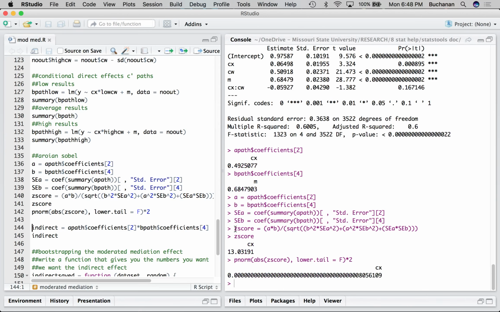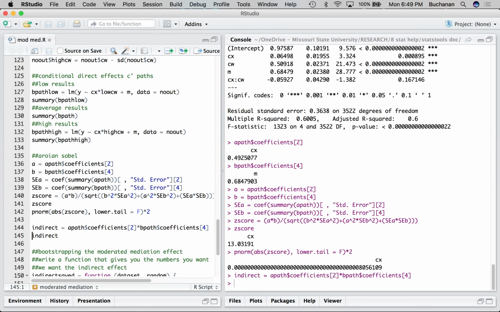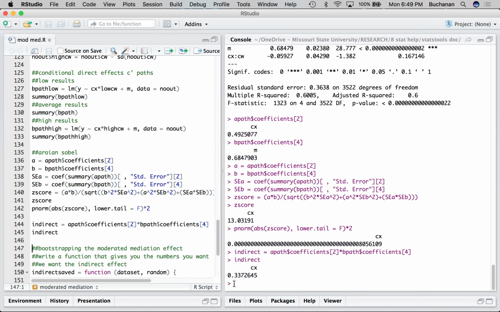But I know that Sobel is not super popular. It's kind of losing popularity. So what we're going to do instead is bootstrap that mediation effect. I calculated my indirect effect by multiplying A times B, and that gives me 0.34. So including that moderator has actually changed our indirect effect. If you watched the first video, that indirect effect was a lot higher. It was 0.50. So would I argue that there's moderated mediation?